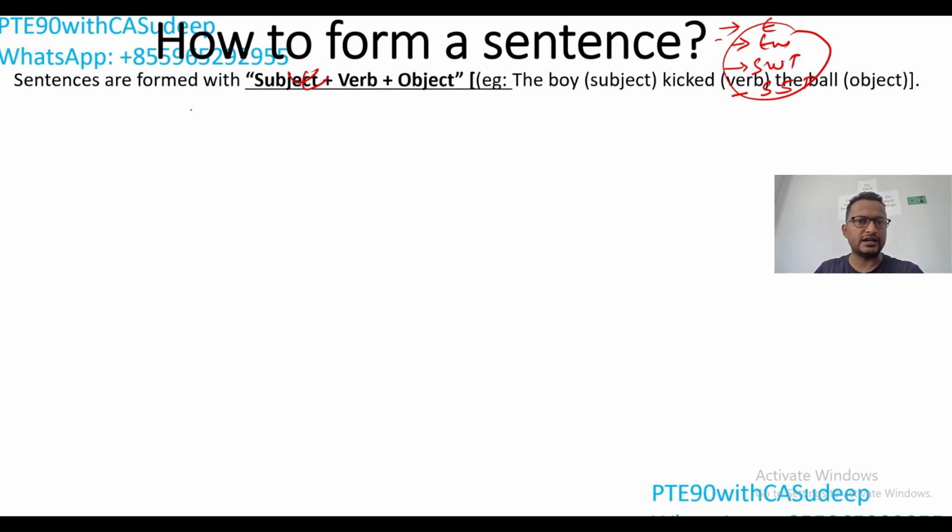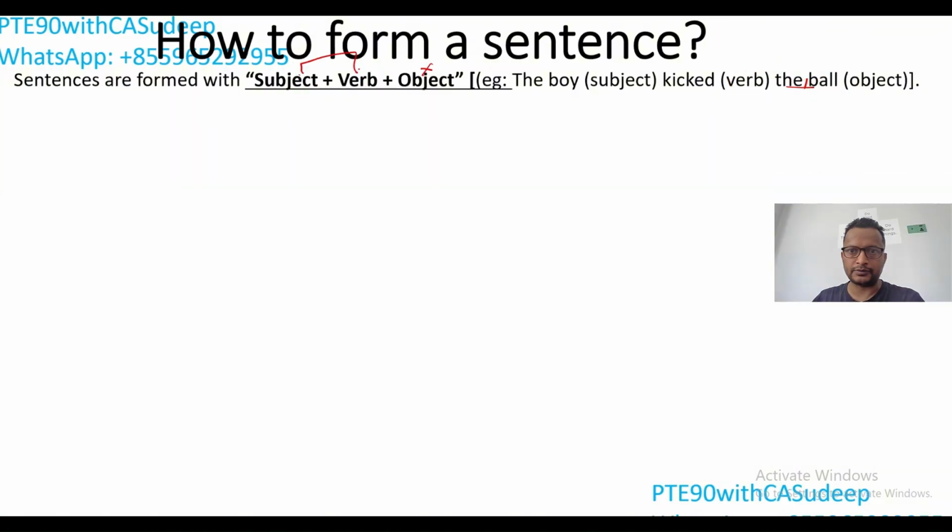Generally, a sentence in the English language is formed with subject, verb, and object. So there should be subject, verb, and object. For example, the boy kicked the ball. In this sentence, the boy is the subject, kicked is the verb, and the ball is the object. Even if you remove the object and say the boy kicked, this is also a correct sentence. At least there should be a subject and a verb.